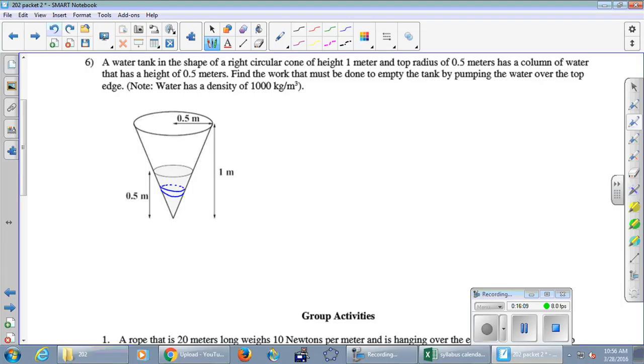Okay, so how about we do the same thing we did before. Let's call the little thickness of that slice delta x. And let's say that x is the distance from that slice to the bottom of the cone.